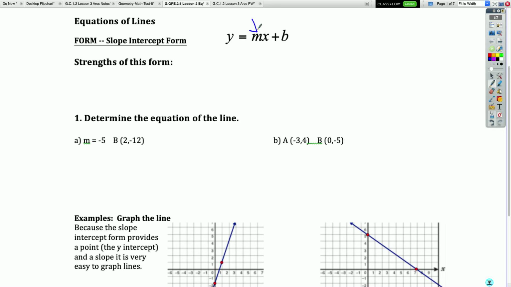Does anyone remember what the m stands for? Slope. And then does anybody remember b? It's from our Algebra 1 days. Base. Okay, I'll tell you what the definition of it is. It is the point where it crosses through the y-axis. Y-intercept. Okay, so that point where the line crosses through the y-axis.